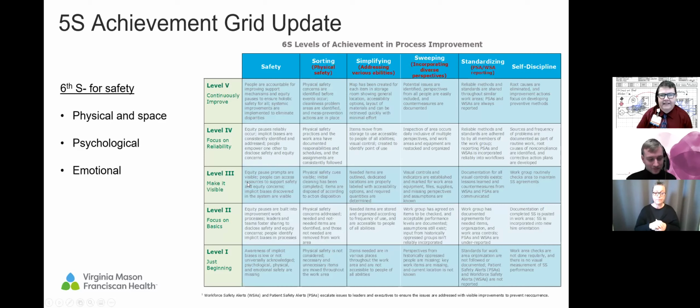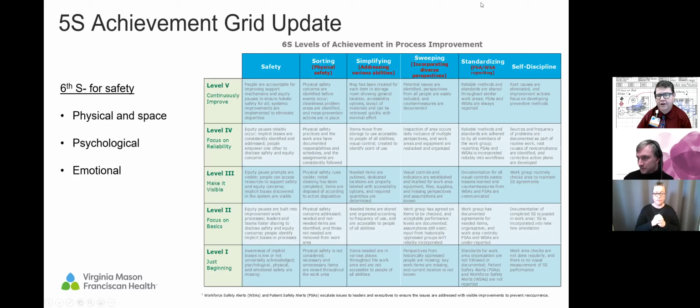The team also made a design change for our 5S achievement grid. Prior to the event, one of our foundational improvement methods had been the 5S's: sort, simplify, sweep, standardize, and self-discipline. The team felt that it was necessary to add a 6th S to the tool, which stands for safety. Now, this isn't a new concept for some companies, as their 5S framework already includes safety. But what's new about this is that it highlights not just physical, but also emotional and psychological safety.